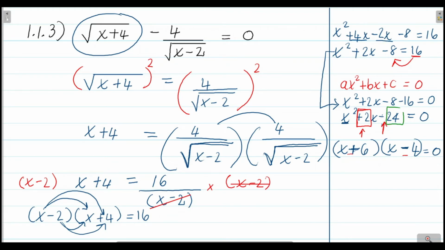What's left is for us to solve for x. So x plus 6 is equal to 0, so x is equal to negative 6. Or x minus 4 is equal to 0, so x is equal to 4. So we found the solution for this algebraic equation: x is equal to negative 6 and x is equal to 4.